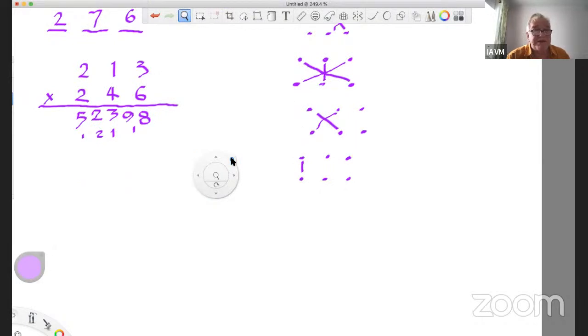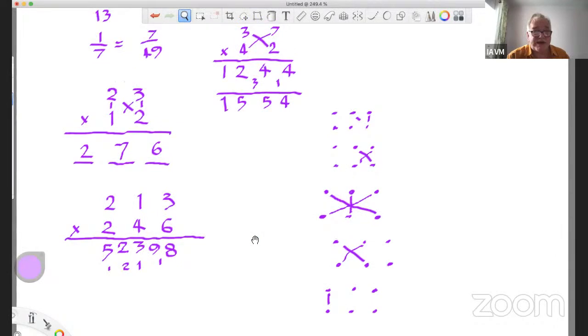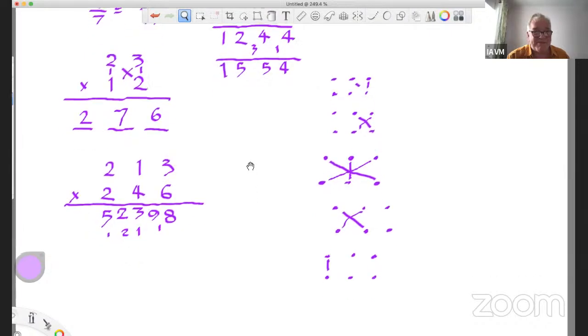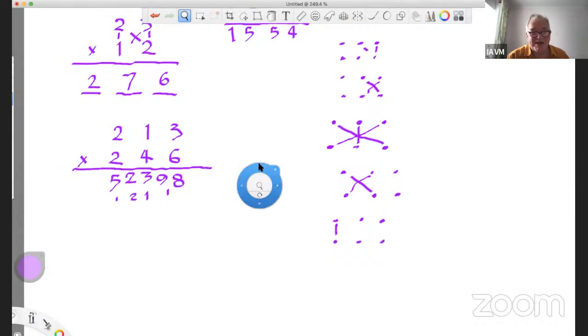Okay, so that's all very well and good. And if you're still at school, for school children, that's a very useful way to multiply numbers. But being at college, you don't do much multiplying of numbers. What you do is multiplying polynomials. So let's have a look at that.